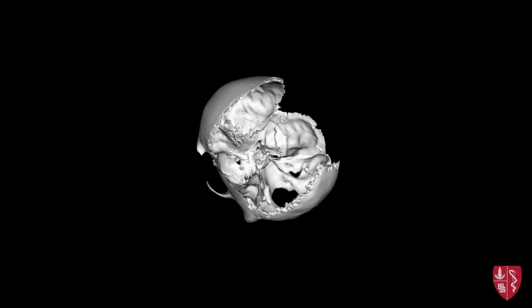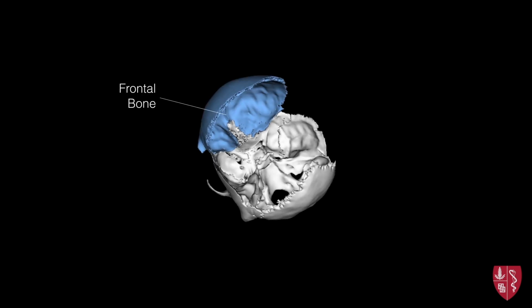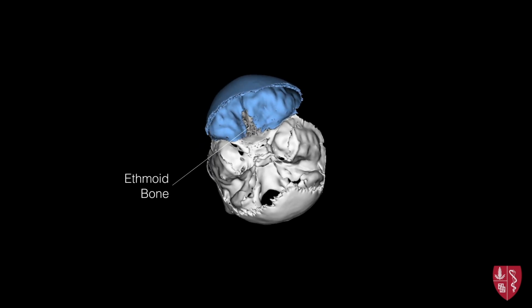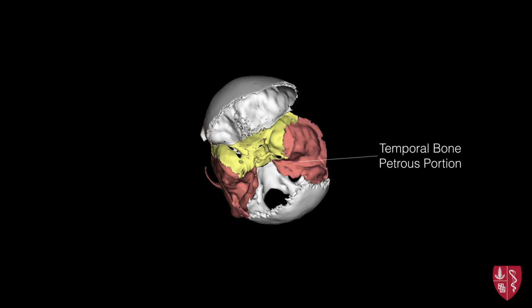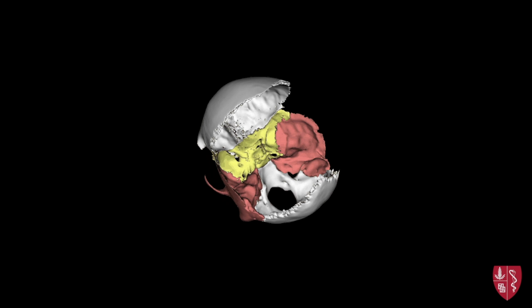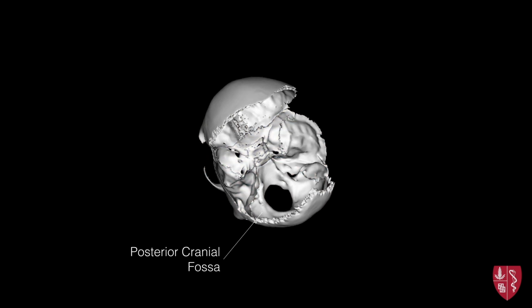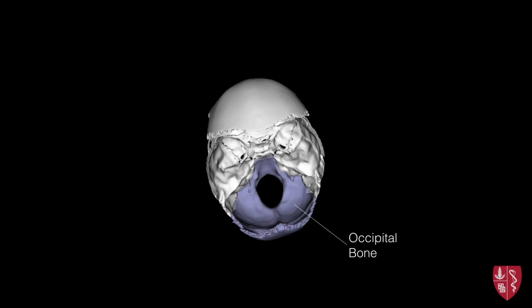The most anterior portion is known as the anterior cranial fossa and consists of the frontal bone, the ethmoid bone, as well as the superior aspect of the sphenoid bone, known as the lesser wing. The middle cranial fossa consists of the greater wing of the sphenoid bone, as well as the temporal bone's petrous portion, extending into the cranial cavity. Lastly, the posterior cranial fossa is predominantly made up by the occipital bone, as well as the portions laterally and posteriorly of the temporal bone.